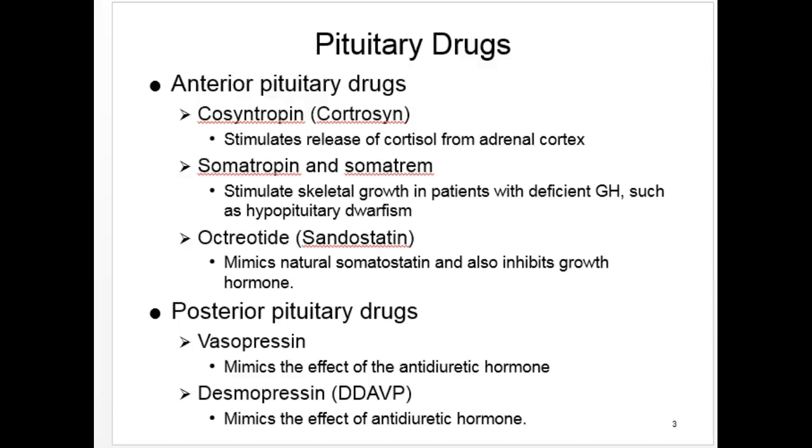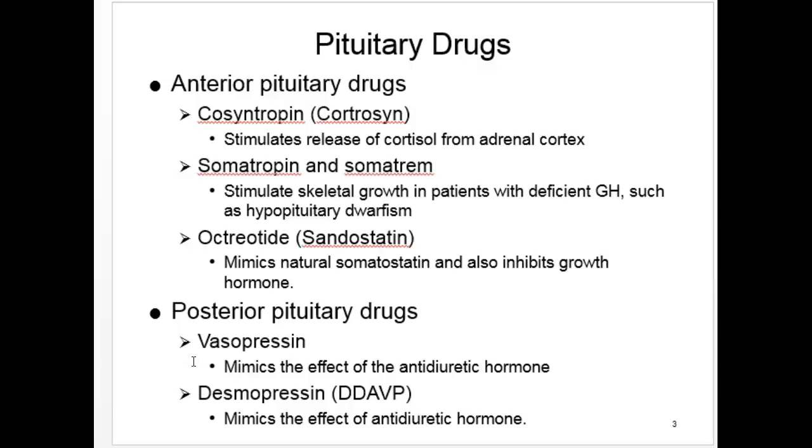Okay. So now on to posterior pituitary drugs. So these would be vasopressin and desmopressin. So these drugs, like the slide says, mimic the effect of the antidiuretic hormone. So they're going to help increase water reabsorption. They'll concentrate your urine. They'll reduce excretion by up to 90%.